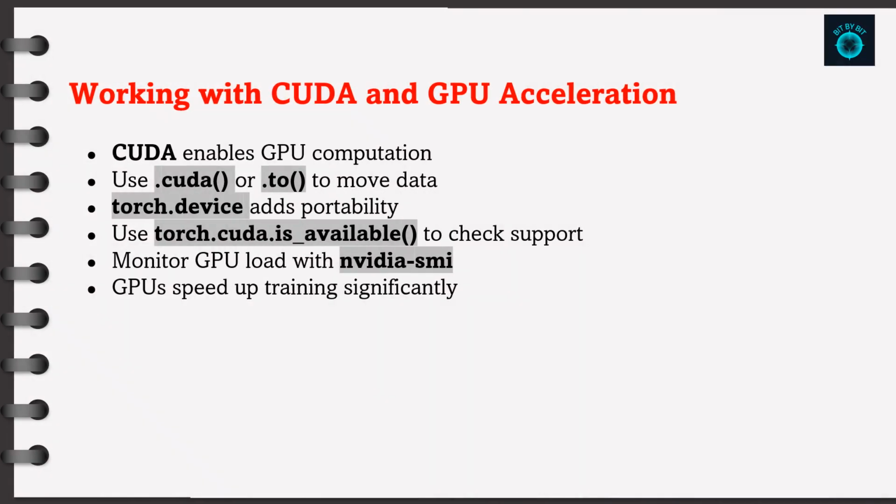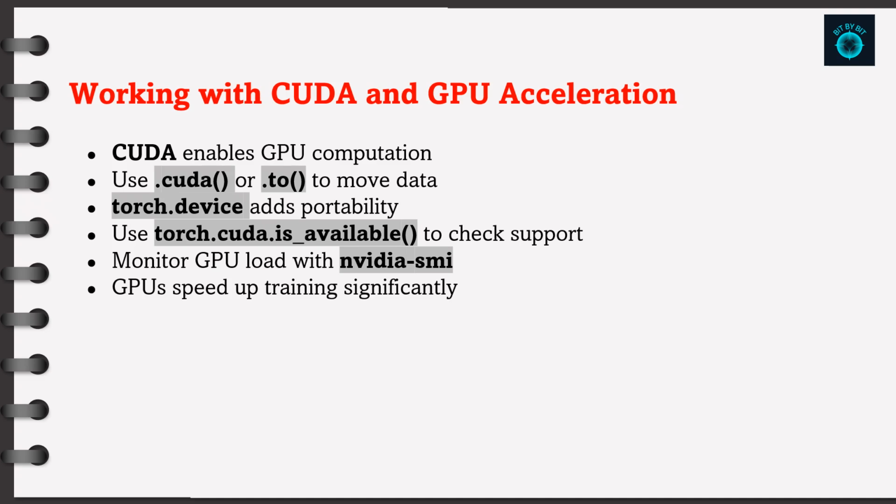In this slide, we'll explore how PyTorch uses CUDA for GPU acceleration. CUDA is a platform by NVIDIA that allows PyTorch to run computations on the GPU. Using CUDA can significantly accelerate training and inference compared to using only the CPU. To take advantage of the GPU, we need to move both the model and the data to the GPU memory. This is done using methods like .cuda or .to, which we'll see on the next slide. The torch.device object is useful when writing code that should work on either CPU or GPU. This makes your code more flexible and easier to deploy across environments.